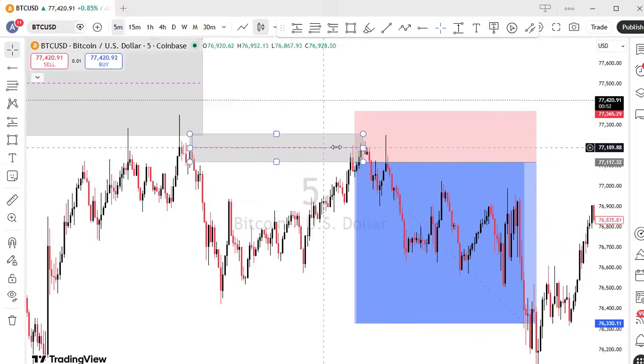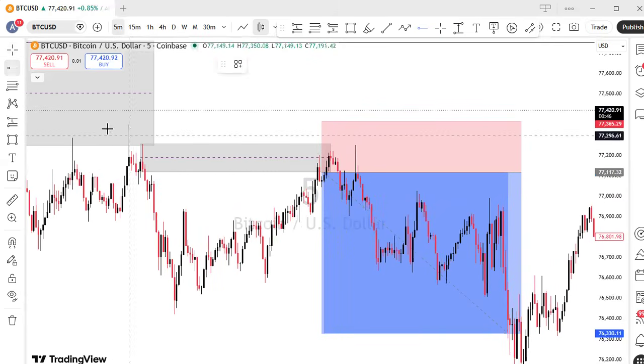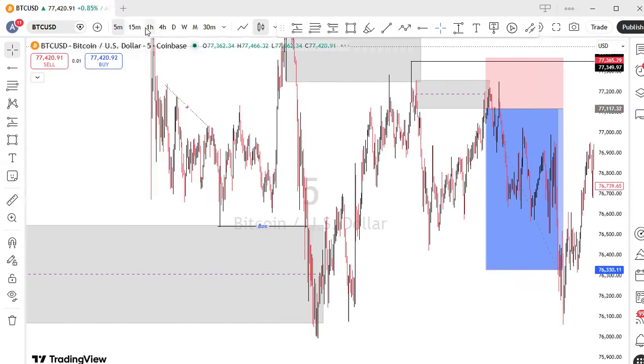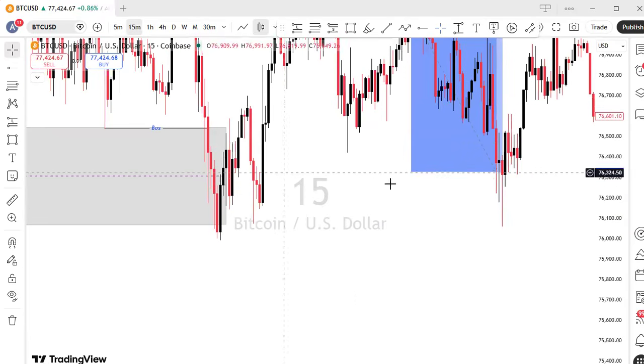I didn't have a limit order, so I took an instant execution when the market was around this area. My stop loss, as always, is above this high. That is where my stop loss was. So my target, let me go to 15. So my target was this supply zone here.